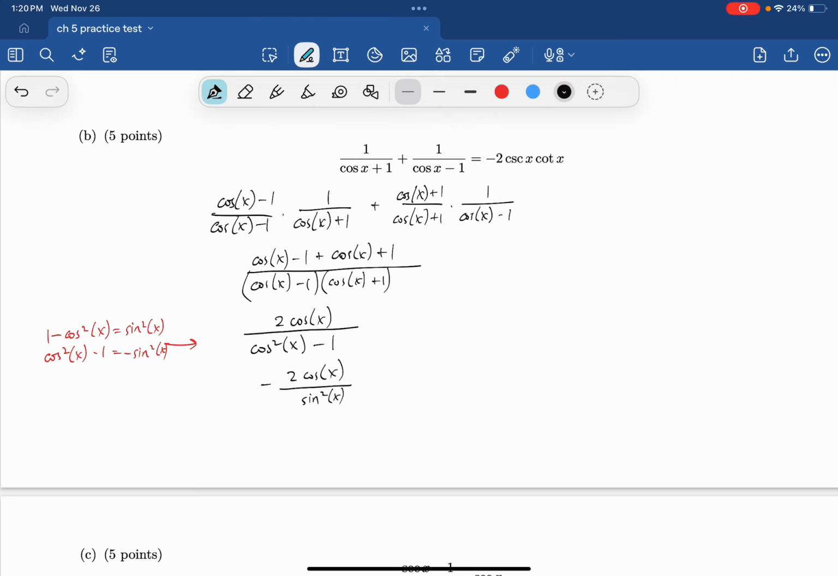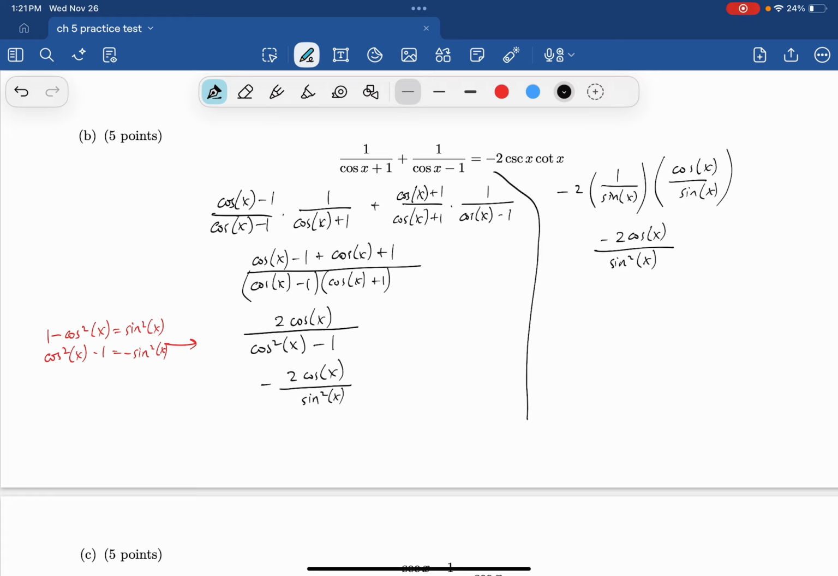And how can we make the right-hand side match that? Well, if we convert the right-hand side into sines and cosines, then we get negative 2 times 1 over sine x times cosine x over sine x. And that simply becomes negative 2 cosine x over sine squared x. And that completes the proof.